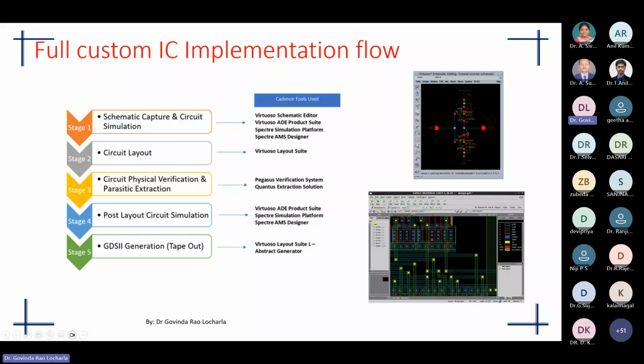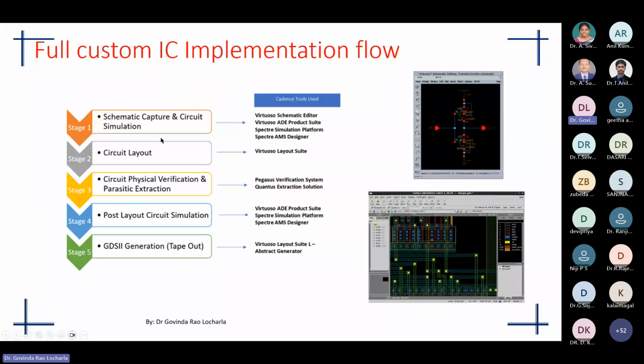On the right hand side, you can see a simple inverter circuit in the schematic entry. We have to manually draw it. Of course, the symbols and all utilities will be there. We simply drag and connect the things according to our requirements. That is the schematic capture, and the next stage is circuit simulation. After drawing our own circuit, we have to ensure its functionality, whether it is obeying or not. Don't worry, in the next slide we'll go into detail about each phase.